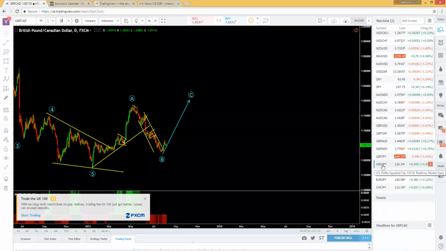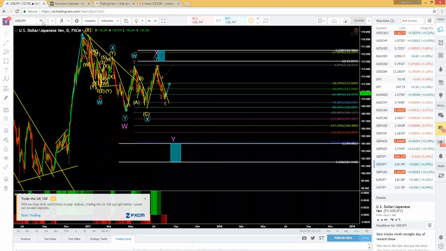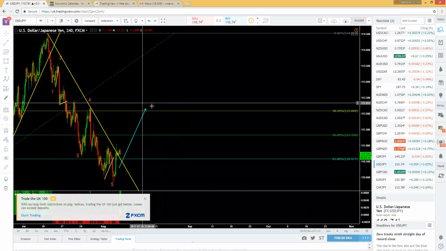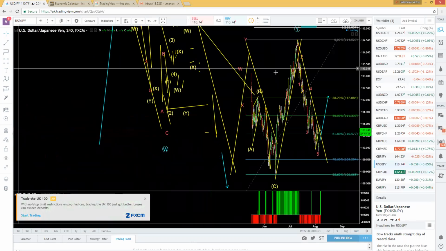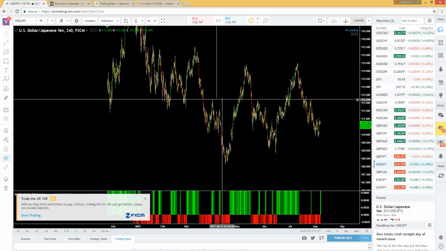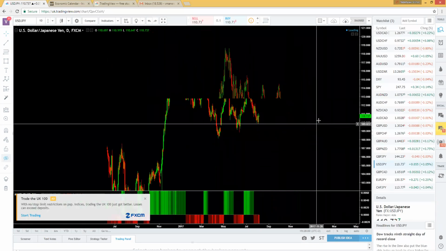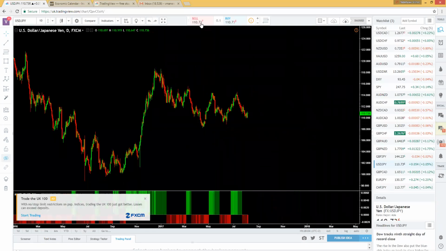Another one is pound JPY. We actually called for the move up before the NFP on this one as well. Switch off everything. So this one is a very nice, interesting pair. If you go to the daily, I've also shown what is happening with this pair as well. It's got a very nice daily structure, a very clear impulse. Here's the impulse.